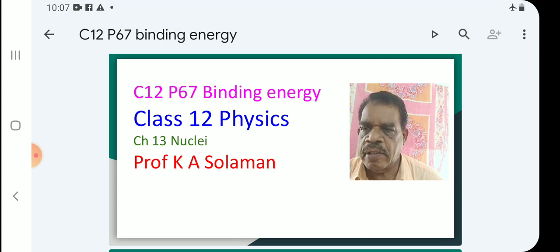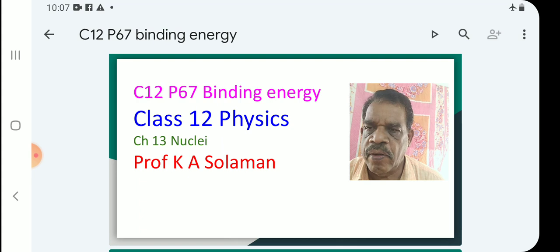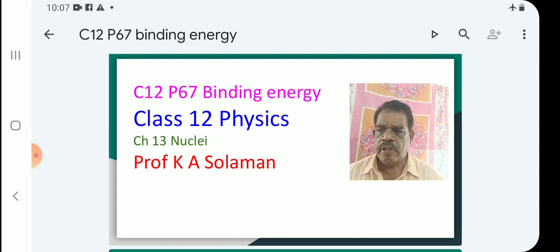And this is chapter 13, Nuclei. We continue classes. Today it is the binding energy portion, class number P67. Binding energy, higher secondary physics, chapter 13 nucleus.